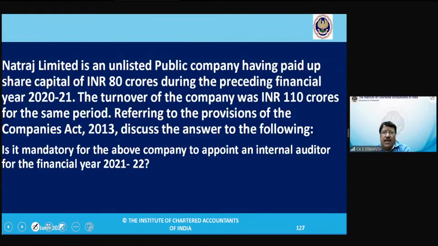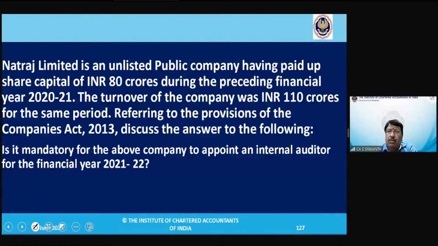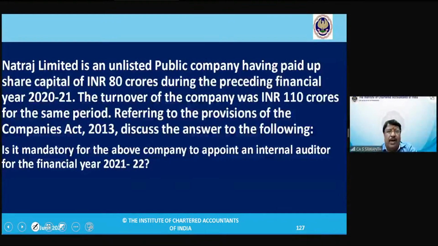Now, Nataraj Limited is an unlisted public company having paid up share capital of INR 80 crores during the preceding financial year 2021. The turnover of the company was INR 110 crores for the same period. Referring to the provisions, discuss the answer to the following. So, should they appoint? Unlisted public company, paid up share capital 50 crore; they've got 80 crore. Turnover 200 crore; they have only 110 crore.